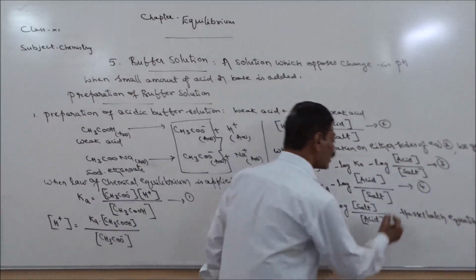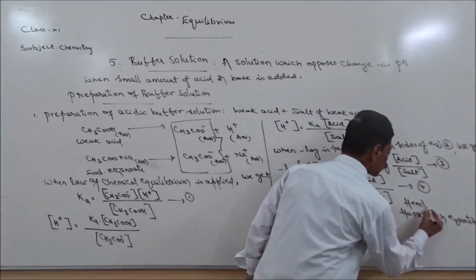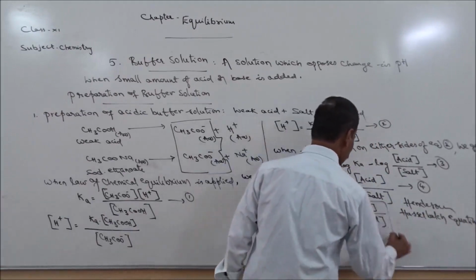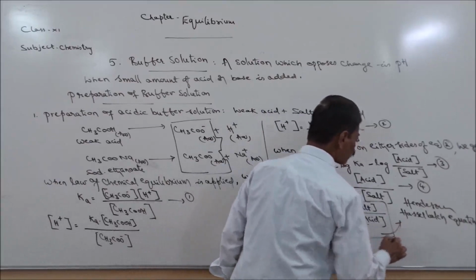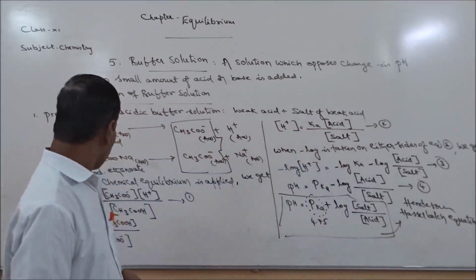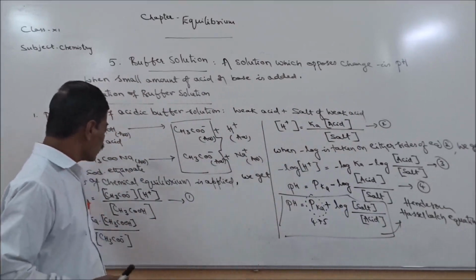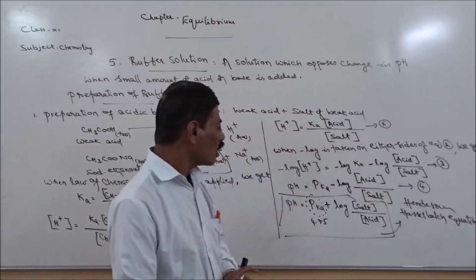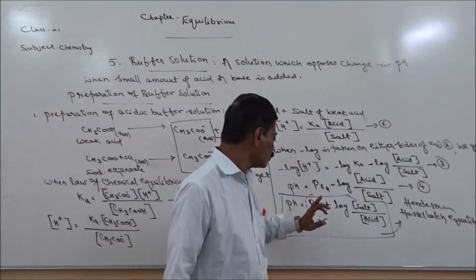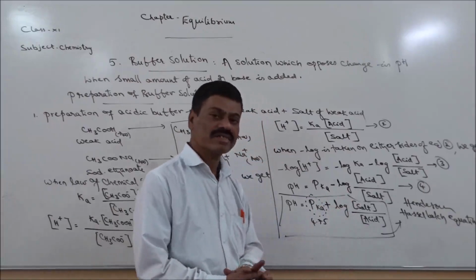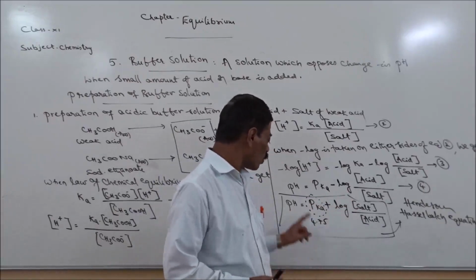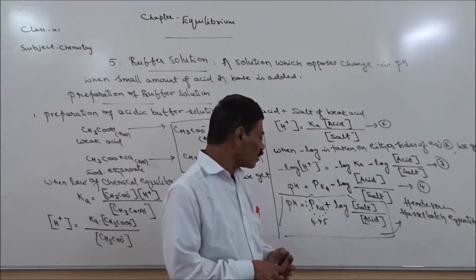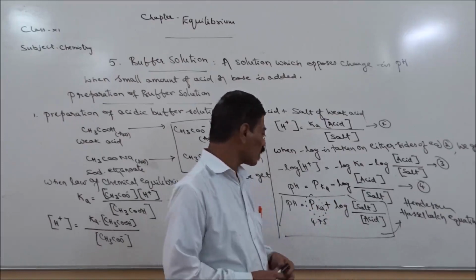Hasselbalch equation, or Henderson-Hasselbalch equation. This equation is called so. This is in the case of acidic buffer solution. That's how it is prepared, and the popular equation is the Henderson-Hasselbalch equation. In this, pKa value is constant out of these three variables. If we know any two variables, like pH or molar concentration of salt and the acid, the third unknown one can be calculated.